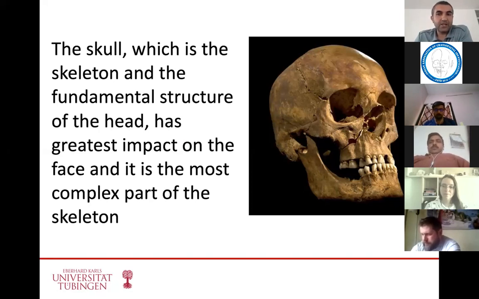And the skull is a basic armature, and the rest of the soft tissues are lying onto the skull, attaching onto the skull. So the important factor affecting the face is the underlying skeleton, the skull. The basic shape of the face depends on the structure of the skull. So we can determine the head forms and the facial forms from the skull by taking some measurements. We can determine that the head form of that skull is dolichocephalic, mesocephalic, or brachycephalic.